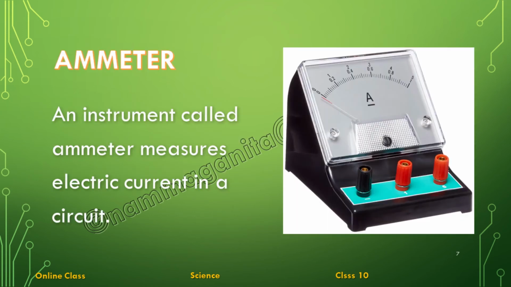An instrument called ammeter measures electric current in a circuit. Electric current is measured by an instrument called ammeter. Ammeter is always connected in series in a circuit through which the current is to be measured. This is a very important point.